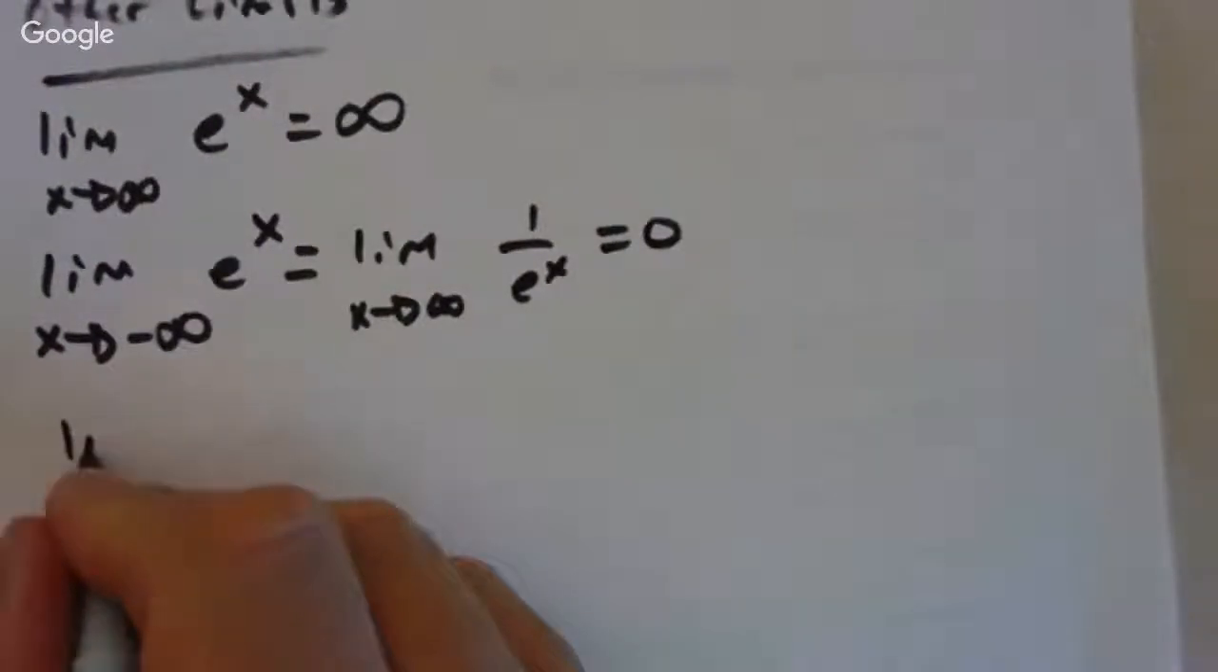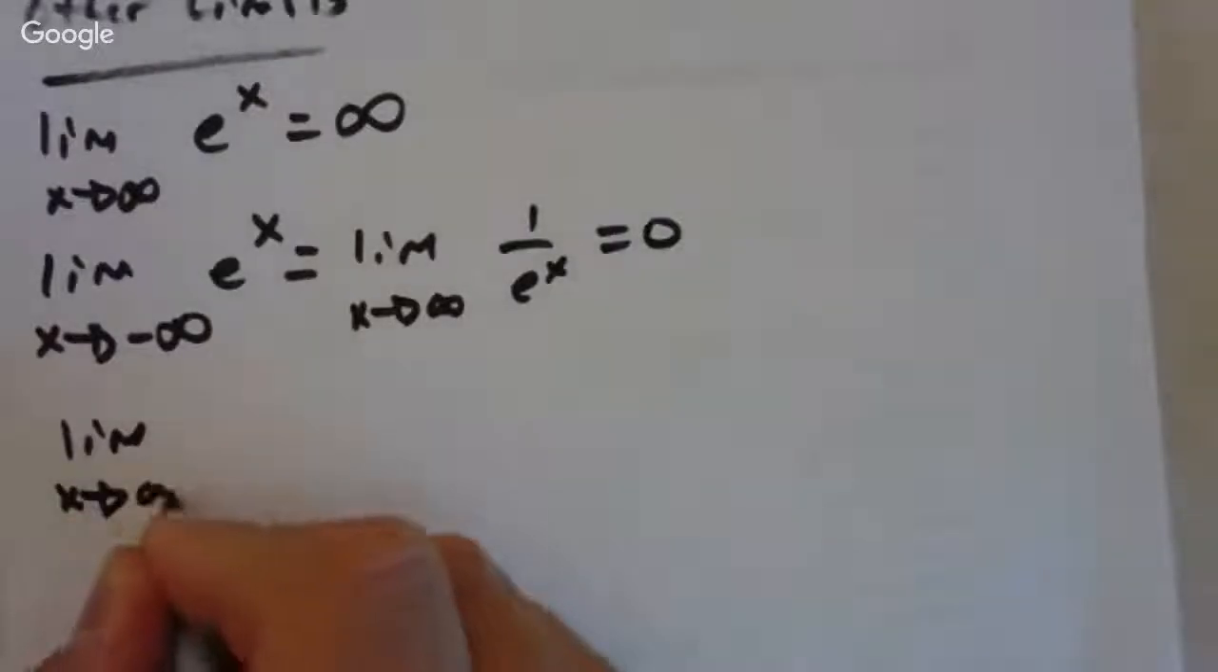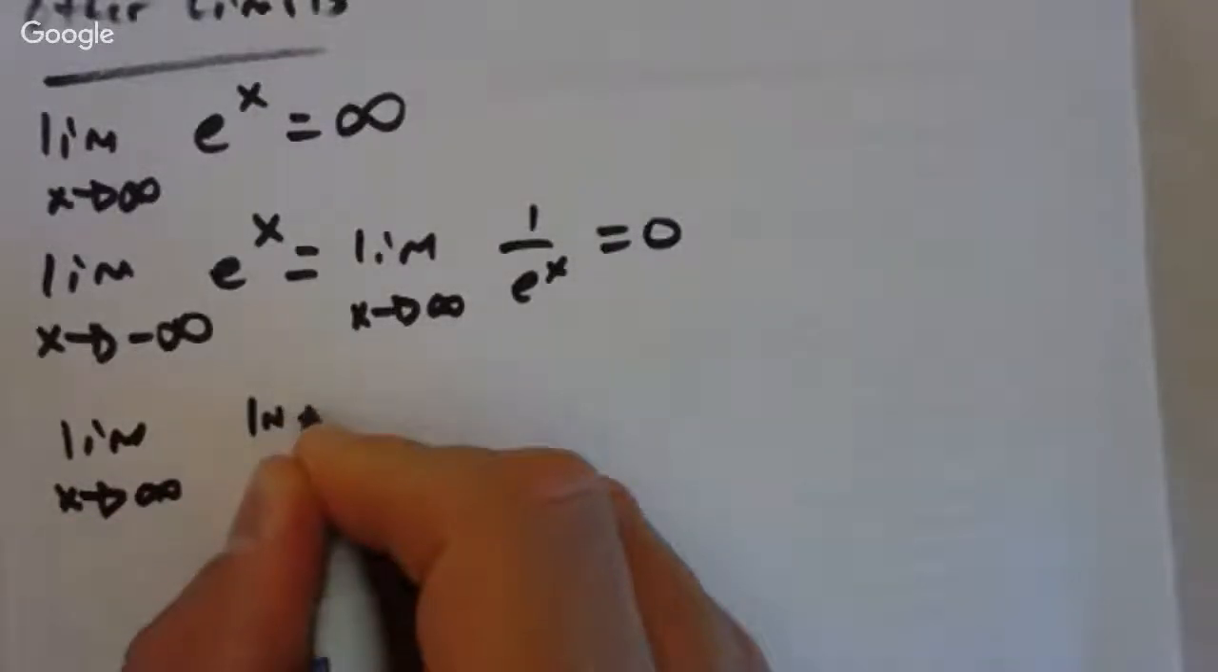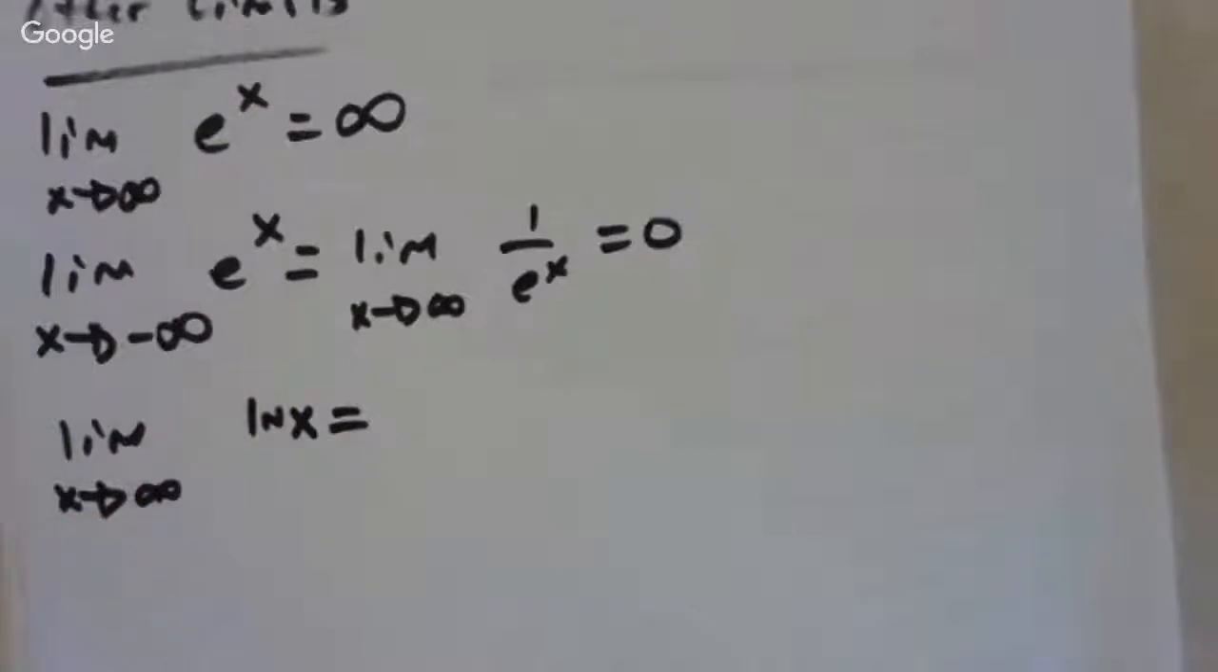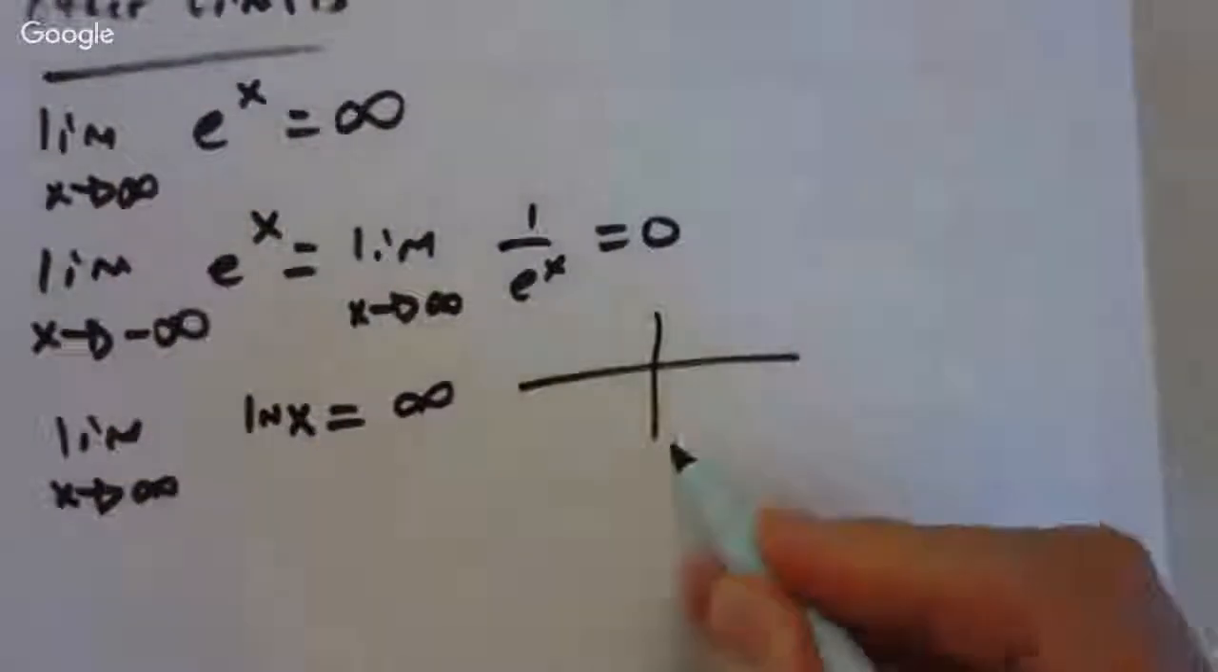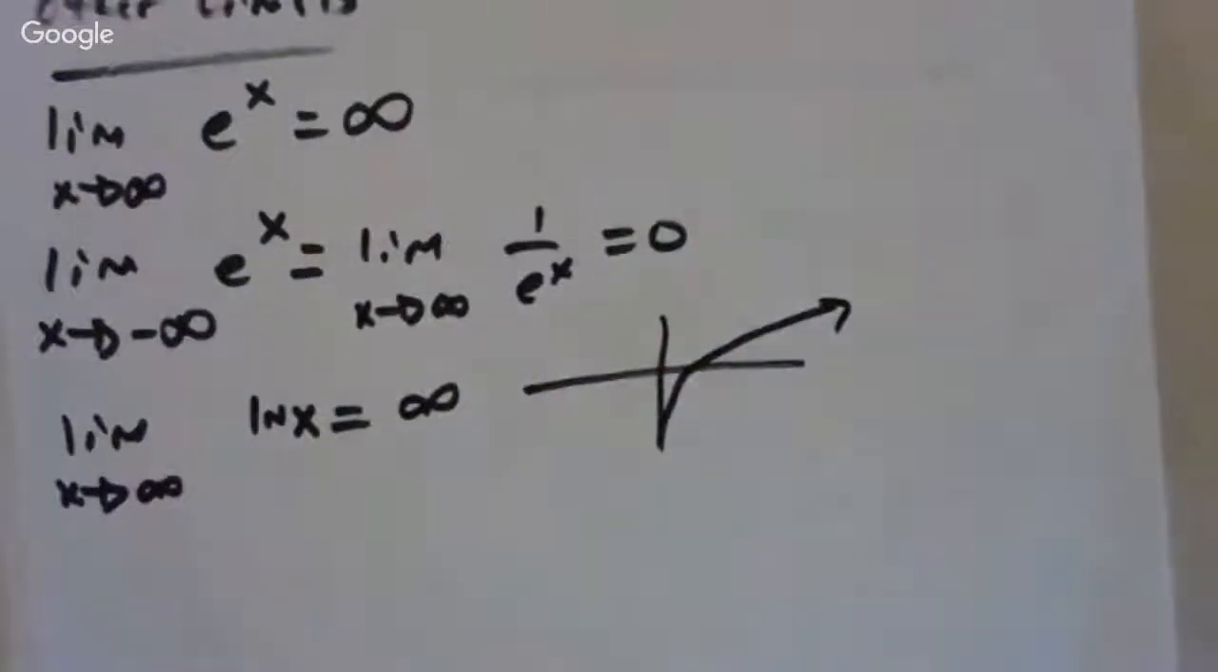Let's talk about the natural log. The natural log also goes to infinity. If you remember what the graph of natural log looks like, notice it can't go to negative infinity. But as x goes to infinity, natural log of x goes to infinity. What else did I need to cover from that? Covered that, covered that, covered that.